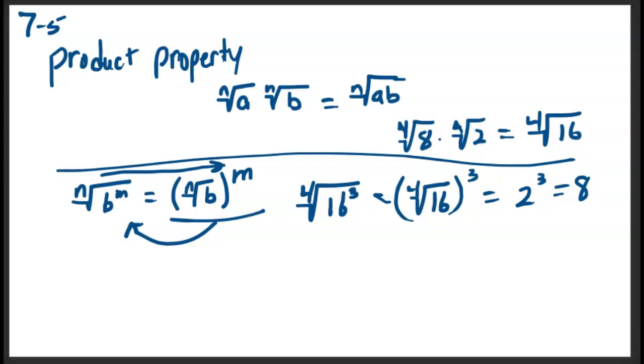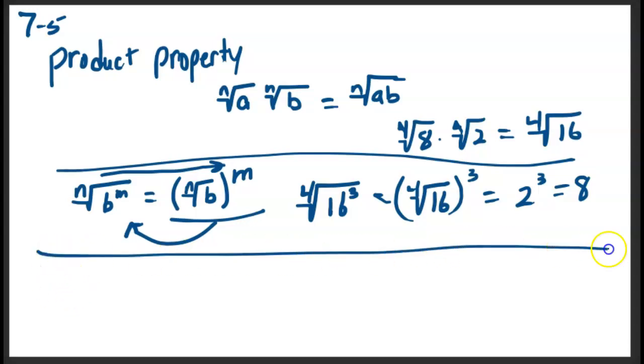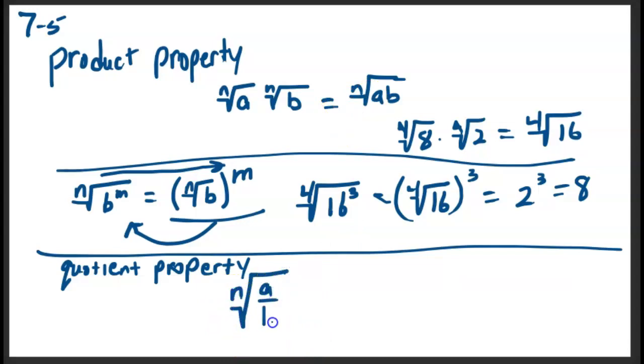Okay, so then on the next page, this would be 259 or 265, there is the quotient property. And of course, that relates to division, and division is just backwards multiplication, right? So the quotient property, which is going to be a similar idea. If I have the nth root of a over b, that equals the nth root of a over the nth root of b.